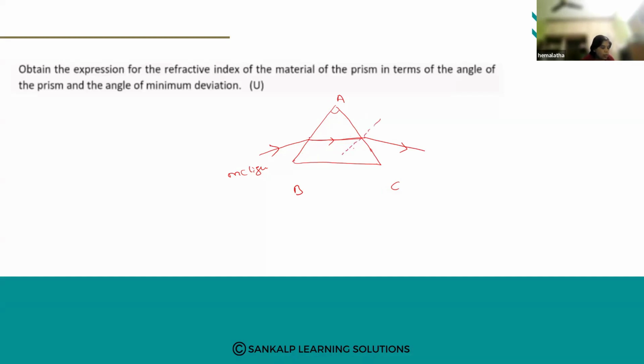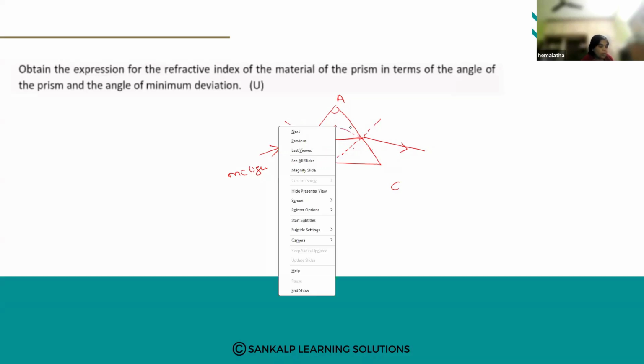Extended this one. Okay, so if it extends like this, extend, add with the normal. Okay, this is how it is. Okay, incident ray, if you extend the incident ray like this, then what happens? Incident ray and the refracted ray like this, it meets at this point, correct?